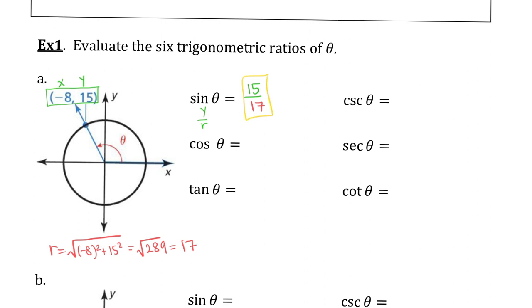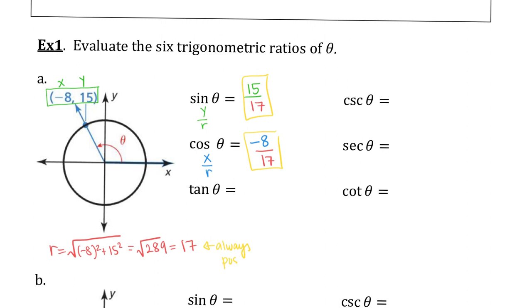Okay, so according to this, cosine is x over r. And what's x? X is -8. What's r? 17. And x is negative here, which is fine. Oh, I should note that r is always positive.